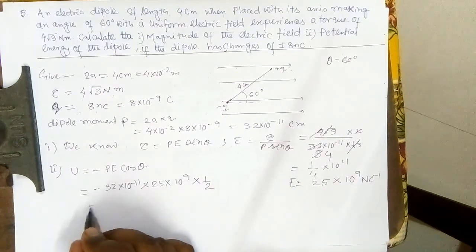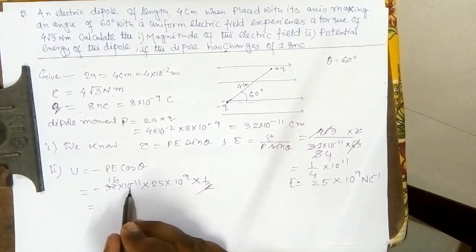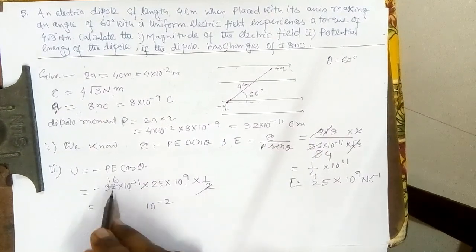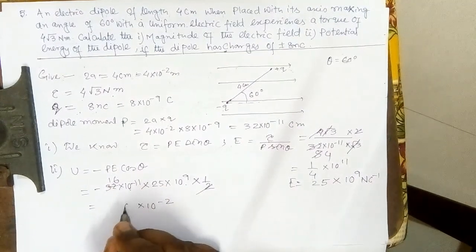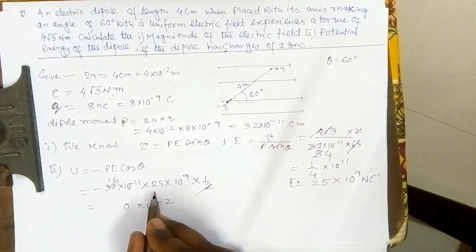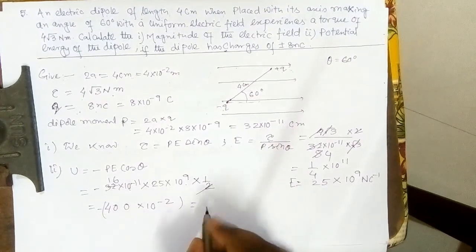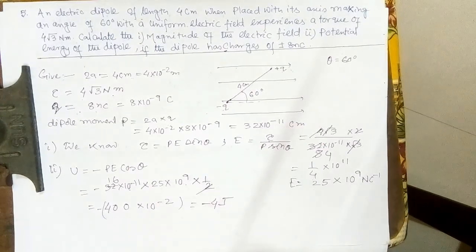So if I do the calculation, here it is 16, and 10 to the power minus 11 times 10 to the power 9 gives 10 to the power minus 2. 16 into 25 is 400. So 400 into 10 to the power minus 2, so it is minus 4 joule. That should be the potential energy for a dipole in a uniform electric field.